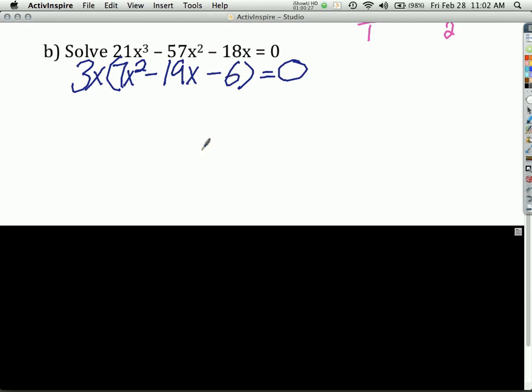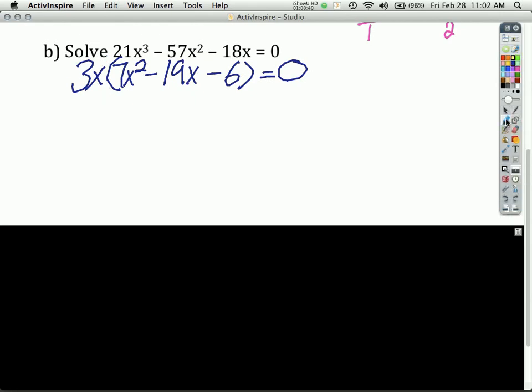(7x squared minus 19x minus 6). Looks good to me. The 3x is a monomial. There's nothing we can do with that. So now we are looking inside at this trinomial.